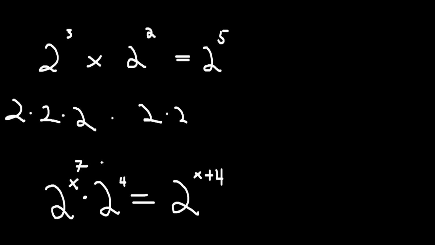Well, if this was a 7, then we know that the final version would be 2 to the 7 plus 4. 7 plus 4 is 11. We'd be able to fill that in. So, able to do that quite nicely.